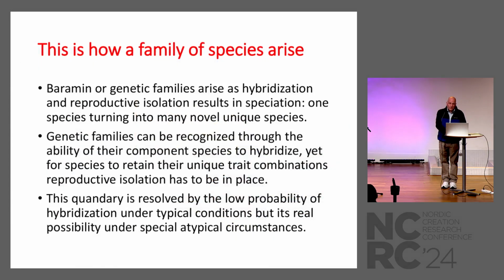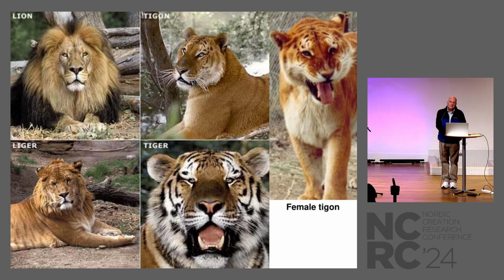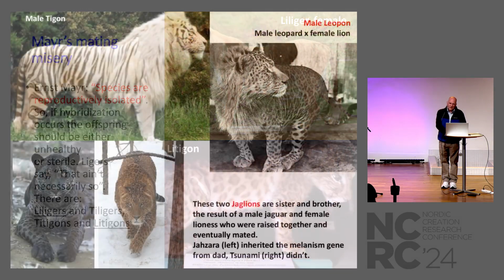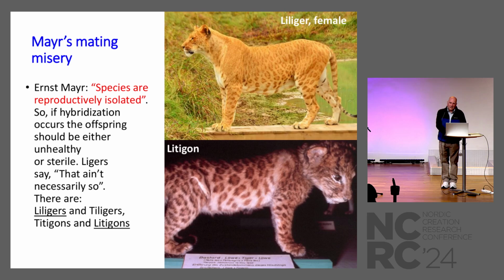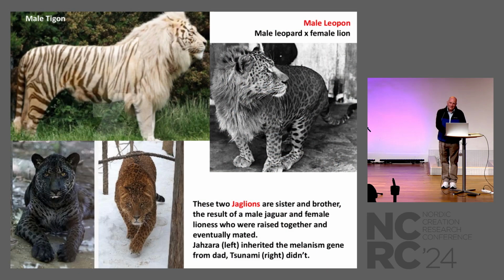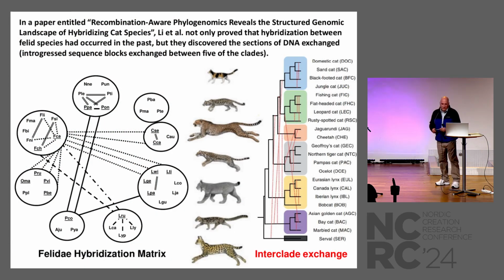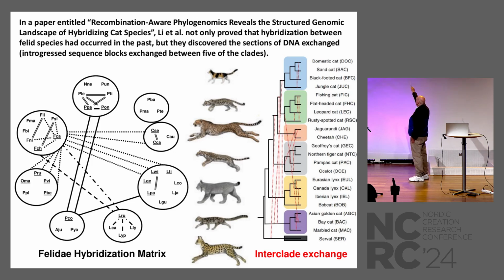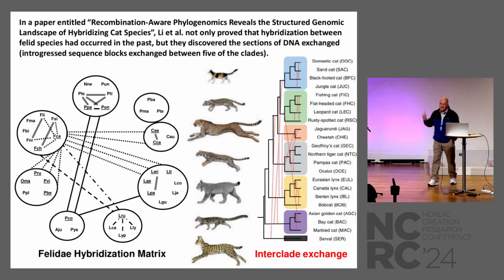How does a whole family arise? Remember our cats? We know they can cross with each other. Here are some Ligers and some Tigons. We've got the Leopons here and the Jaglions. What came out rather recently, I think last year, no, it's a little longer than that, is that when they were looking at this, they found there was recombination going on, not just that could be seen, but there was evidence for it in the genomes that they sequenced. If you're interested in any of these papers, I can share them with you.